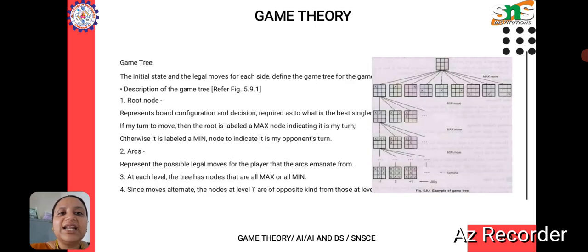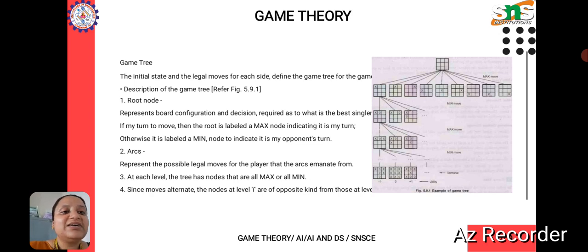Now we will see what a game tree is. A game tree is used to determine the process of winning, losing or drawing a match. It involves the defined process of a game, like how a game should be played and what all the processes involved in it are. In this game tree you have different elements, that is the root node, arc and min-max. The root node is the first node that is used. An arc represents the possible moves that are involved in the complete process.